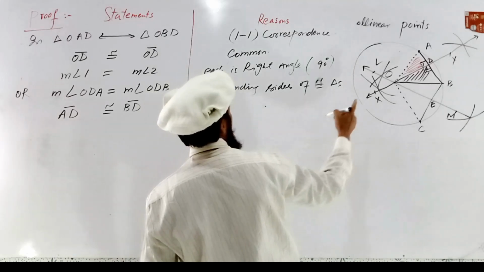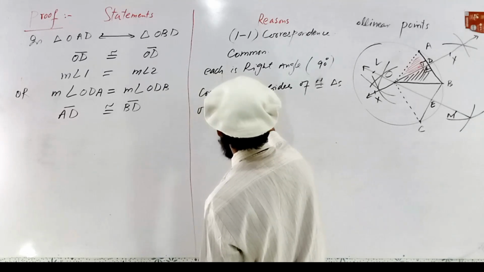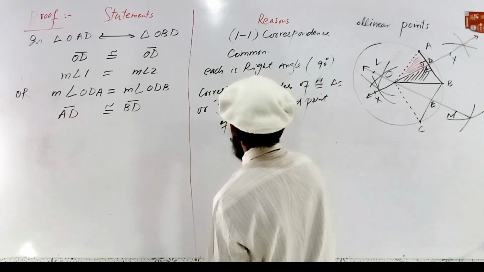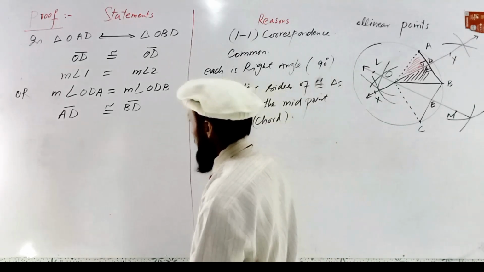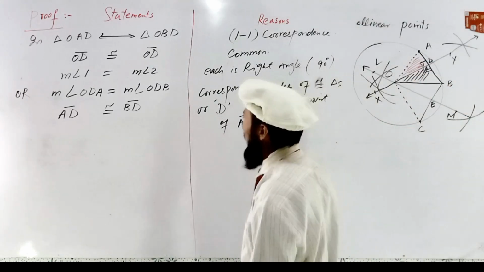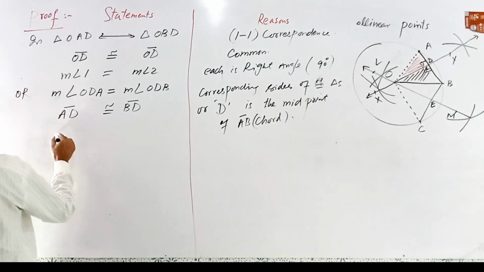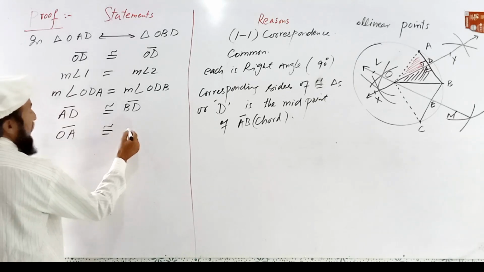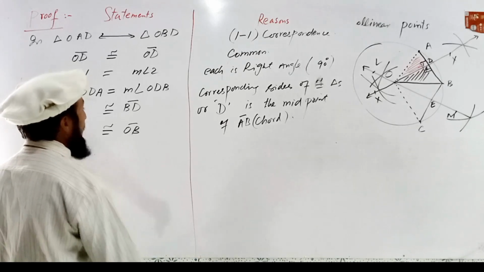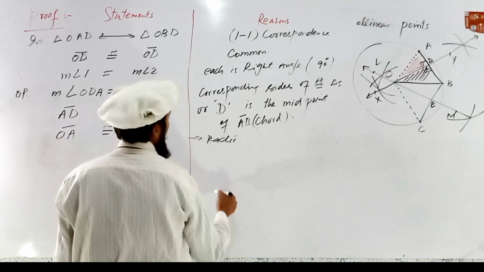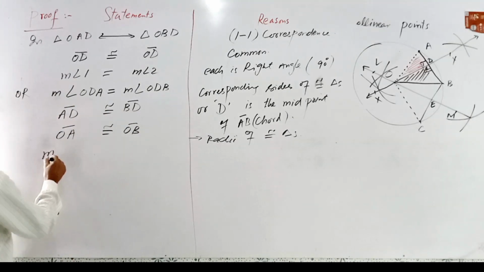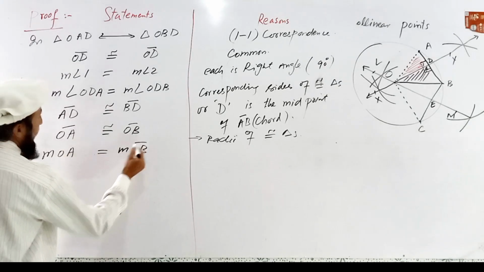Or we can say that D is the midpoint of AB, that is called a chord. Now another points, OA and OB, that is called radius. OA is congruent to OB, congruent sides of the triangle, or we can say radii of the same center. So we write measurement OA is equal to measurement OB.